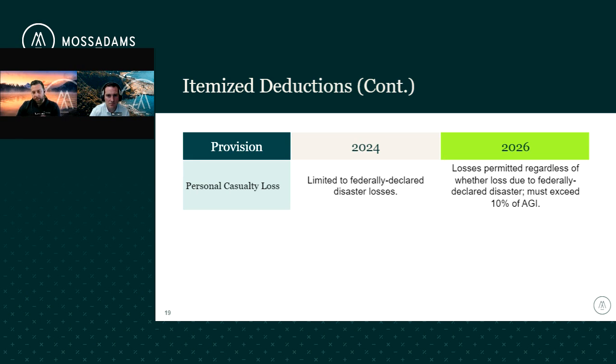Not going to spend a whole lot of time talking about personal casualty losses, other than the fact that they're back. They used to be only for federally declared disaster losses. I hope that's not a situation you find yourself in, but if you do, please reach out to someone.